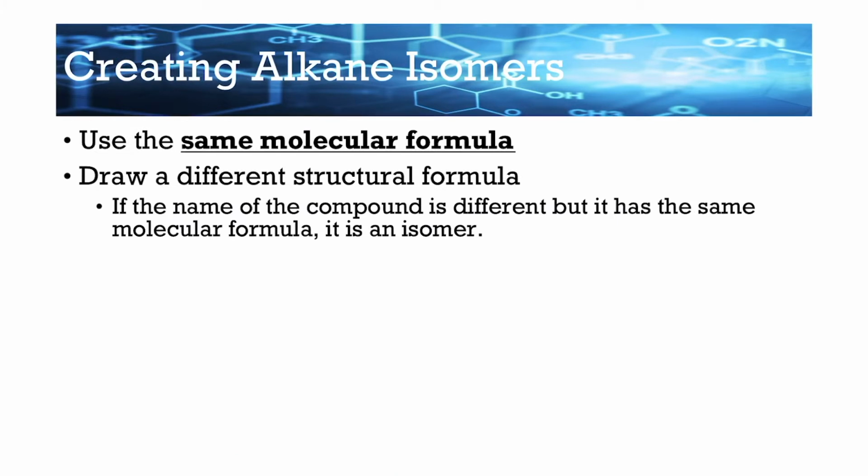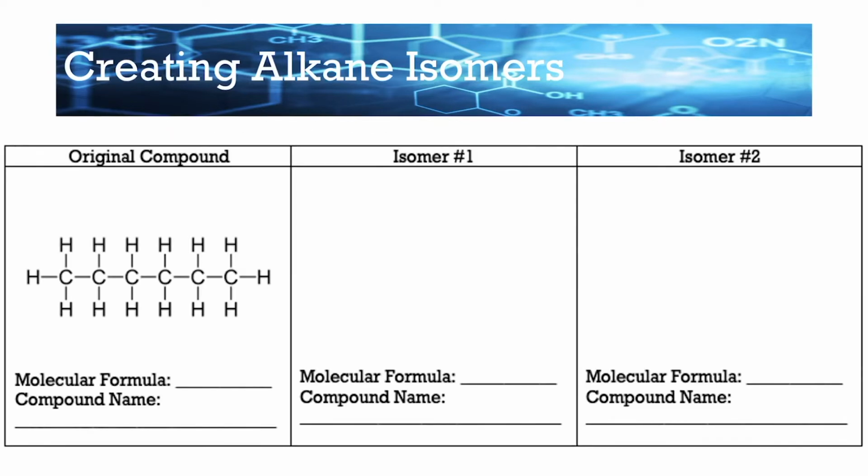So, when we are drawing an isomer of alkanes, again, we have to use the same molecular formula, so that's a given for everything. And a good rule of thumb is that you have to draw a different structural formula. So when you have just these long alkane chains, you can create branches off of it. So this original compound, our formula is C6H14, and that is hexane. Hex for the 6 carbons, and ane for all the single bonds.